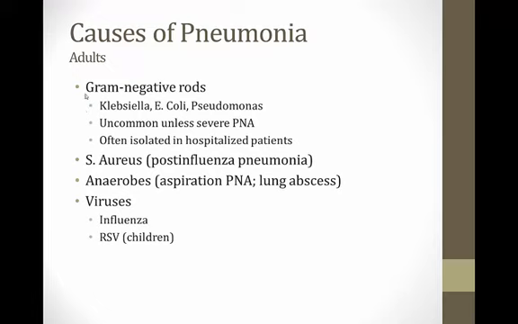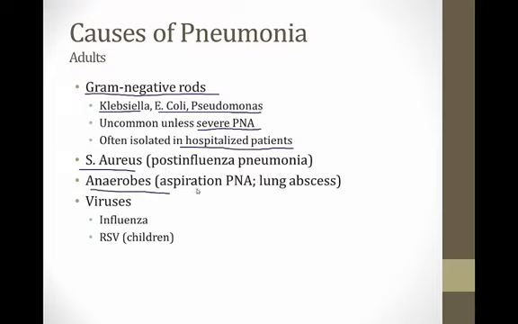Other causes of pneumonia are gram-negative rods like Klebsiella and E. coli and Pseudomonas. These are uncommon causes of pneumonia unless the patient is very, very ill, and they often happen in sick, hospitalized patients. Staph aureus is an uncommon cause of pneumonia, but it does occur after someone's had the flu. So the flu, as you may know, is caused by a virus, but when people are recovering from that virus, they can get a subsequent bacterial infection, and Staph aureus likes to do this, although so does strep pneumoniae.